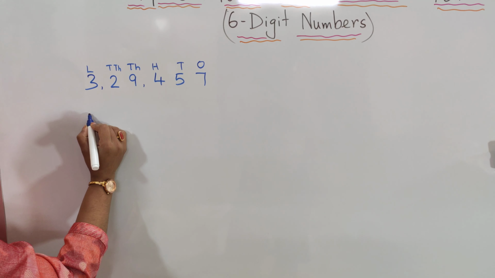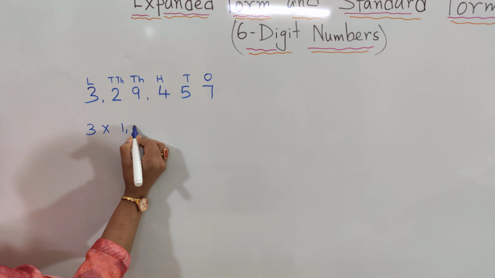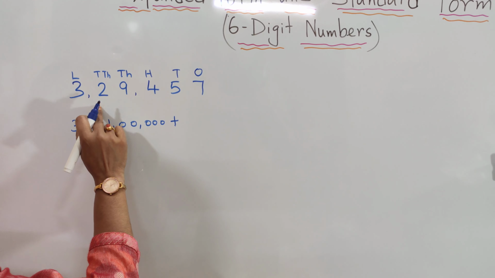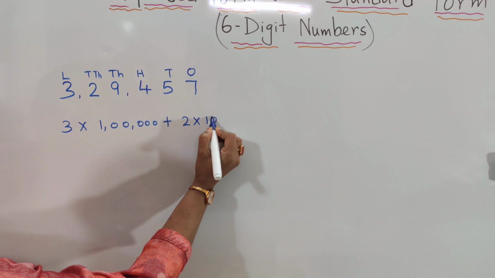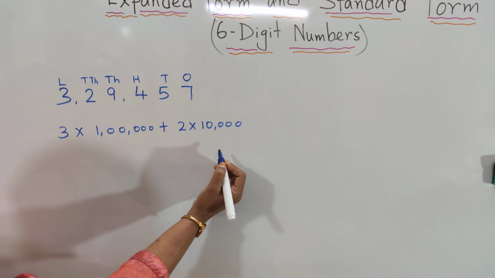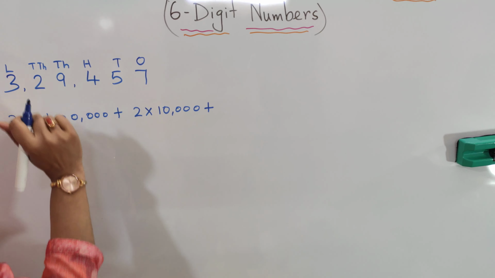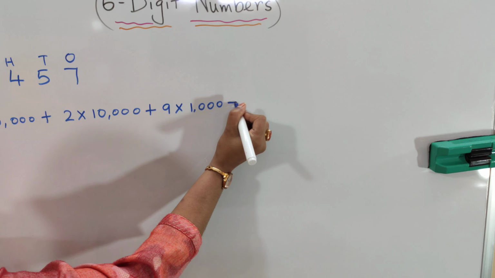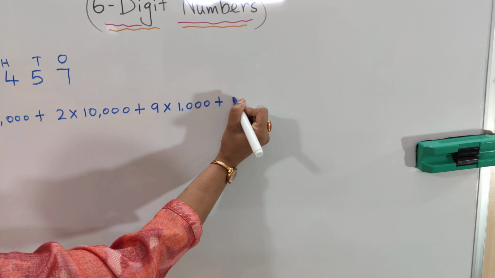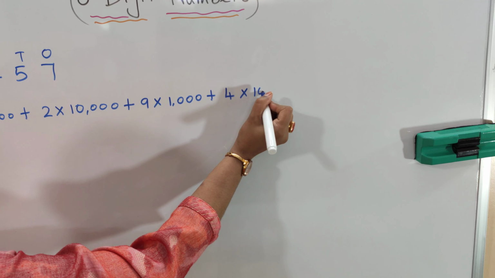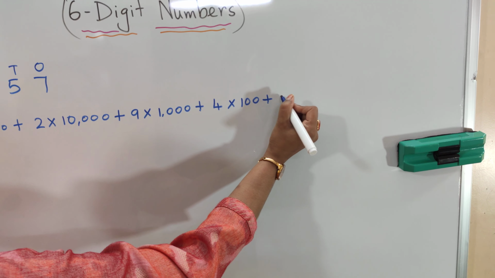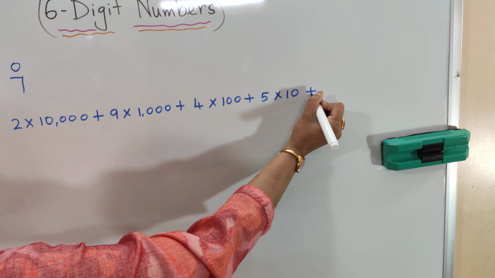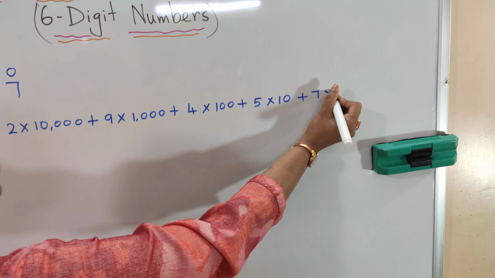So 3 lakh, so 3 times 1 lakh, plus 2 ten-thousands, 2 times 10,000, plus 9,000, so 9 times 1,000, plus 400, 4 times 100, plus 5 is in the tens place, so 5 times 10, plus 7 ones. 7 is in the ones place, 7 times 1.